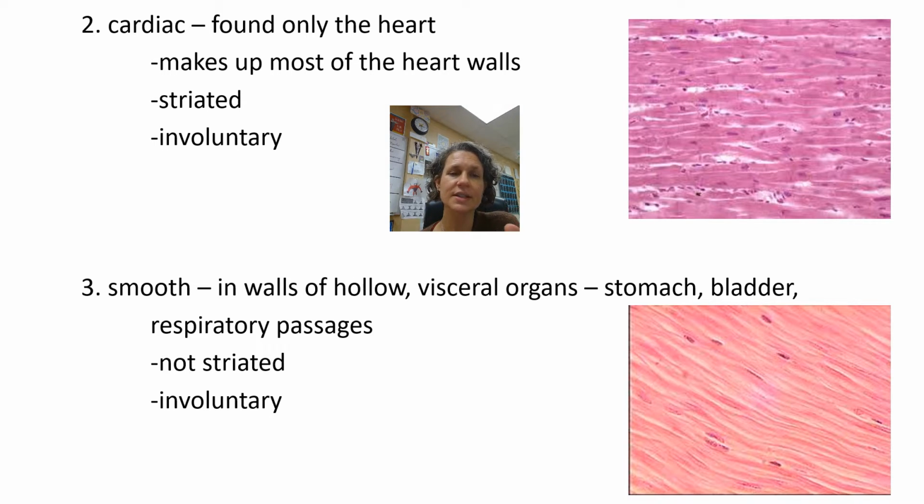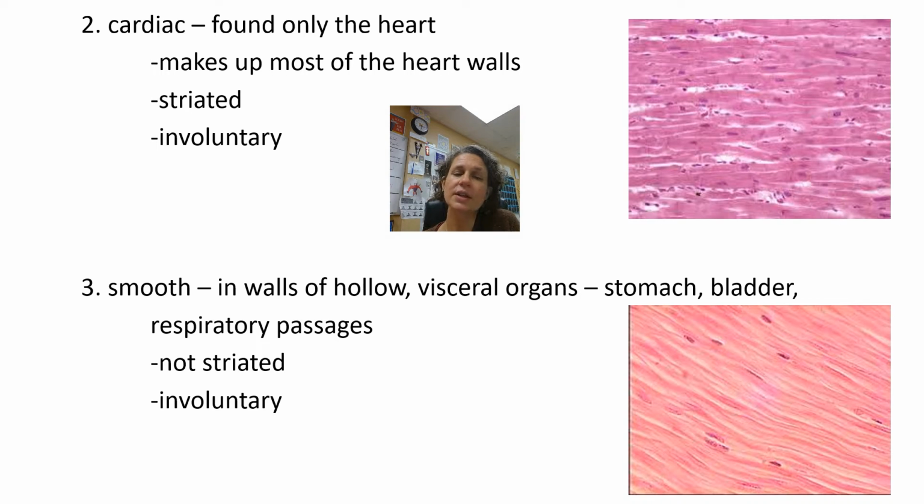And it has, like I said, some characteristics, the striations, the appearance of the skeletal muscle, but different, mainly because of the involuntary nature of those cells. Okay, then smooth muscle tissue.